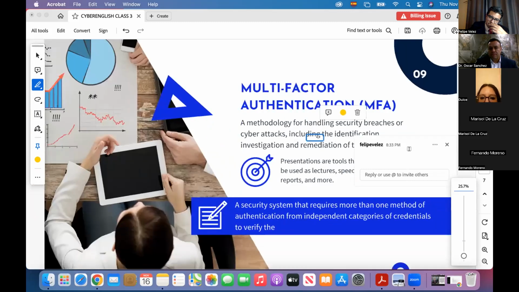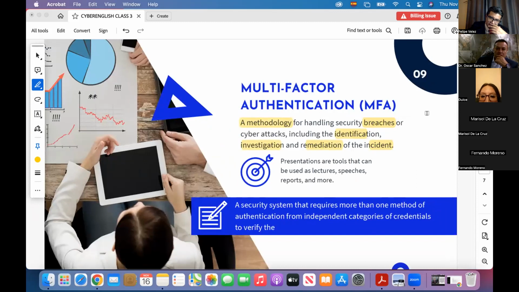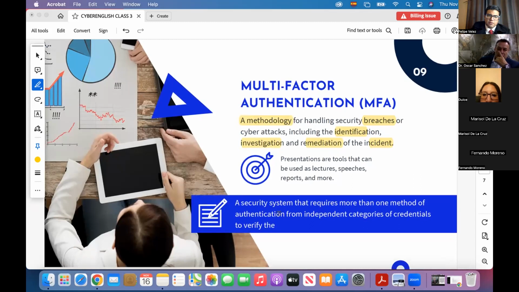A methodology for handling security breaches or cyber attacks, including the identification, investigation, and remediation of the incident. Very good. Okay. Now, here, let's go to the next exercise.